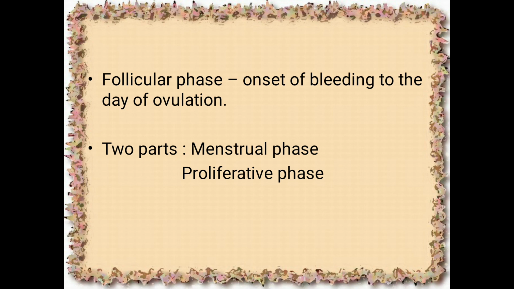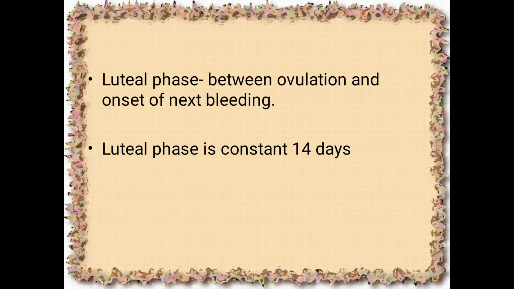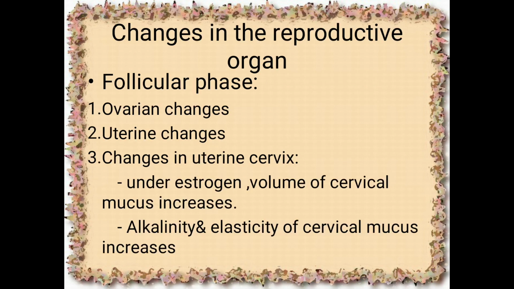So that means it includes the menstrual phase and the proliferative phase. We have seen three phases: menstrual phase, proliferative phase and secretory phase. So the menstrual phase and proliferative phase are included in the follicular phase. The luteal phase means between ovulation and the onset of the next bleeding. This luteal phase is constant. It is 14 days, between ovulation and the onset of the next bleeding. So that is the luteal phase.